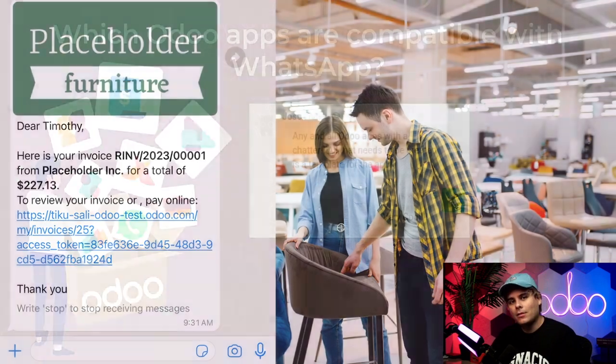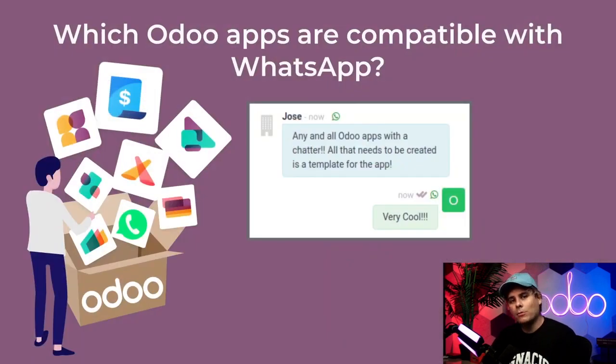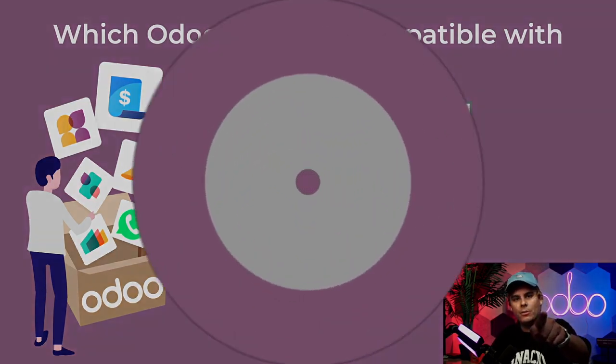Now, you might be asking yourself, what Odoo applications are compatible with WhatsApp? Any and all applications that have a chatter and a template can be integrated with WhatsApp. Now, this means basically sending payment receipts in the POS app, sending event tickets in the Event app, and sending invoices in the Sales app, and a lot more, but let's jump into it.